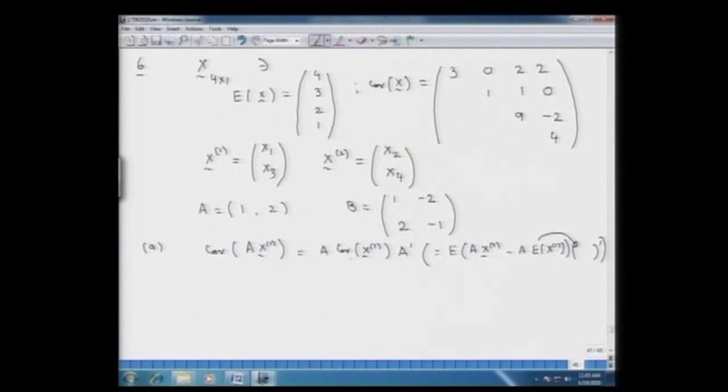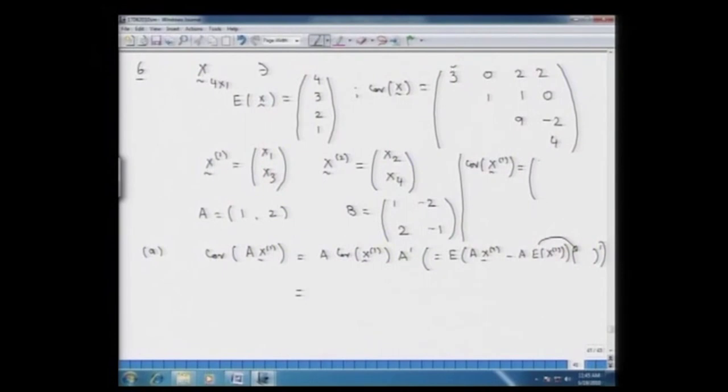So, we need to find out the covariance of this x1 subvector. So, the x1 subvector is given by x1, x3. So, what we can actually see is the following. Let us try to see what is the covariance of this x1 subvector. Now, what are the entries that this covariance of x1 is going to hold? It is going to be the variance of x1. So, from here the variance of x1 is 3, and then the 2 2th element would be the variance of x3.